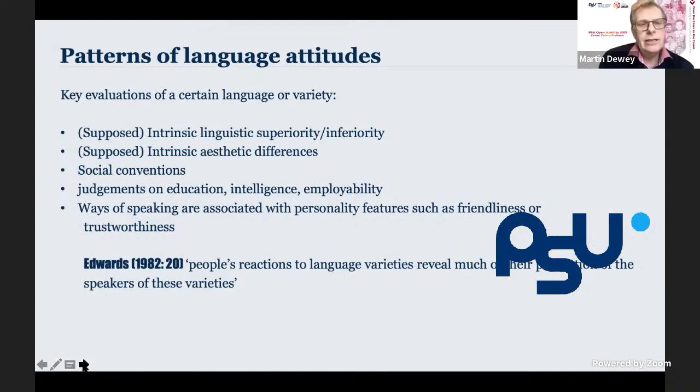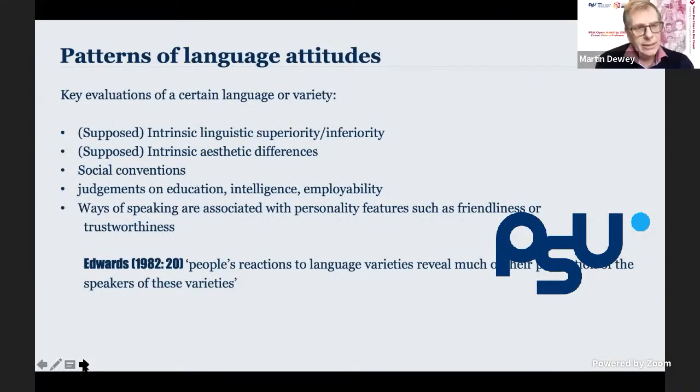Okay, so the key evaluations that we tend to make in relation to languages are, we assume that there are certain intrinsic linguistic properties which make one language or one language variety superior or another inferior. We associate aesthetic qualities with different varieties. So we are very often found to describe languages as either beautiful or ugly. We make these aesthetic value judgments.